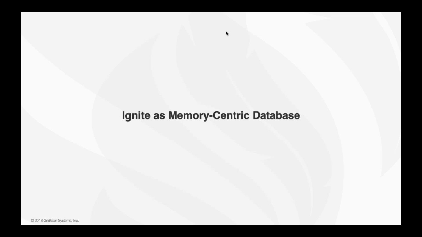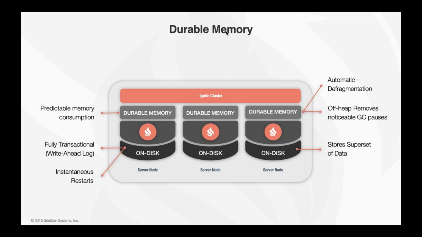Okay, very quickly then, so Ignite as a memory-centric database. So this is what we talked about a little bit earlier, this kind of durable memory. And there are things that it can do. Now, we talked about on heap and off heap. So Ignite can do a lot of things for you. Automatic defragmentation, for example. You also get predictable memory consumption. Okay, so the fact that it's a Java-based product, the Java element of it in terms of memory management has been reduced significantly. Ignite has its own memory management system. And again, because this is open source, you're welcome to download the source code. You can have a look at how they've actually implemented this, if you so wish. I mean, that's perfectly available.